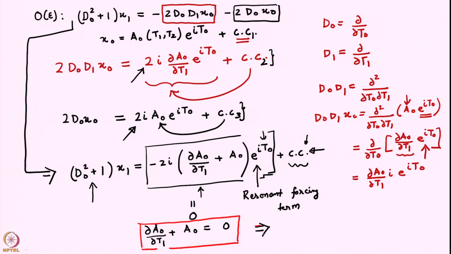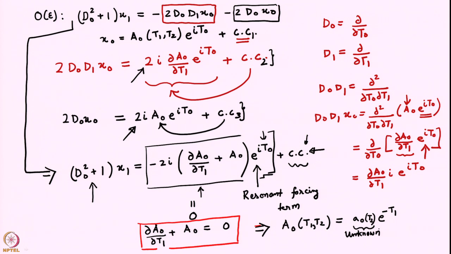So you can see that this equation just has the solution A0, which is a function of T1 and T2 as we had indicated earlier, is equal to some small a0 into e to the power minus T1. Once again, this small a0 is not a constant, but it is a function of the other unknown, the second independent variable T2. So now we know the T1 dependence of capital A0. The T2 dependence is still unknown.